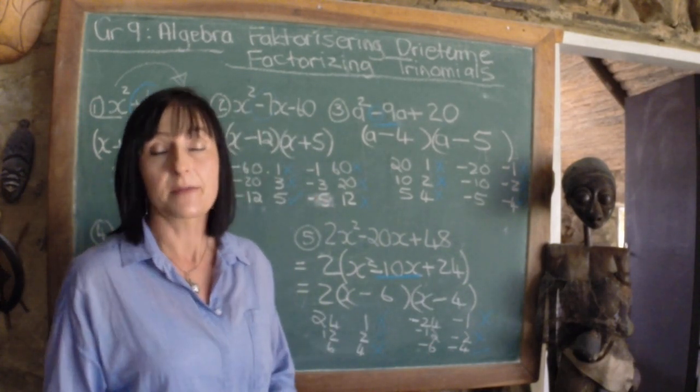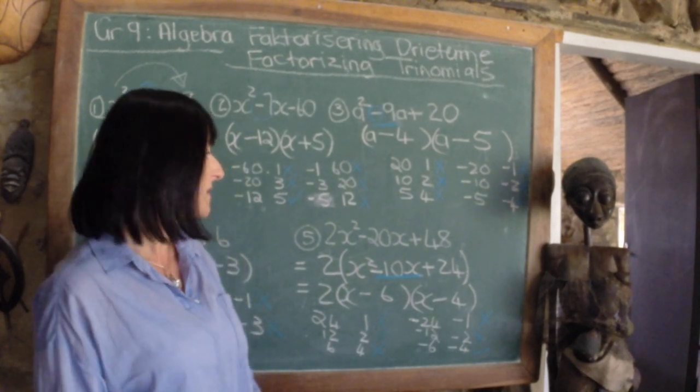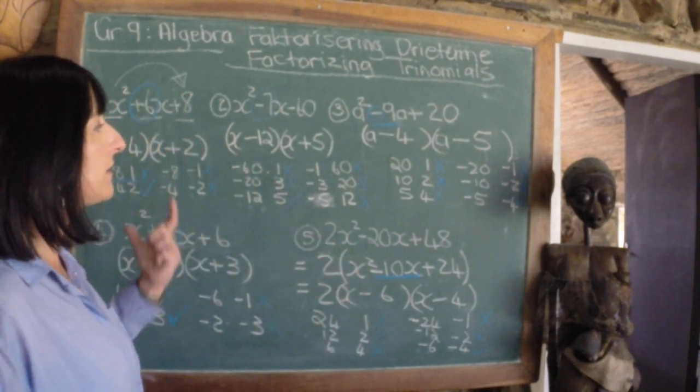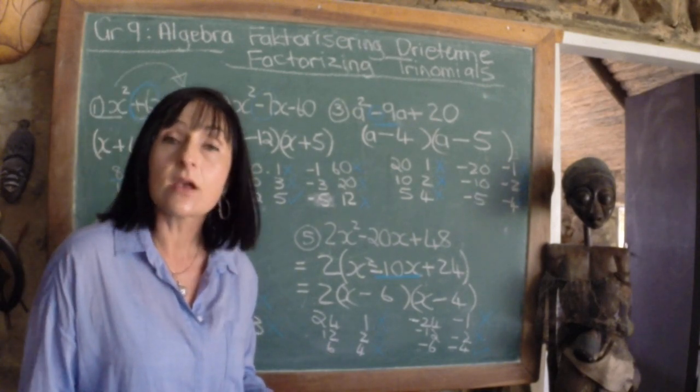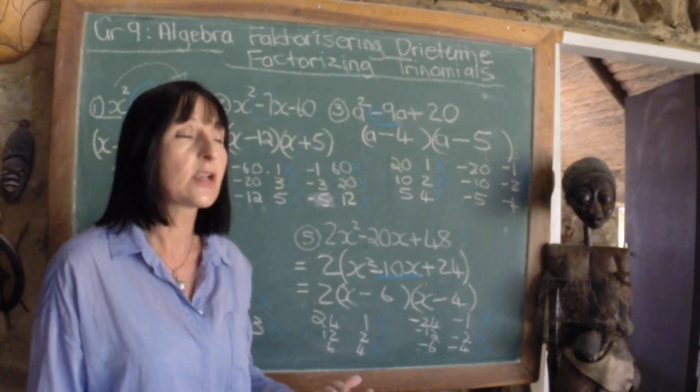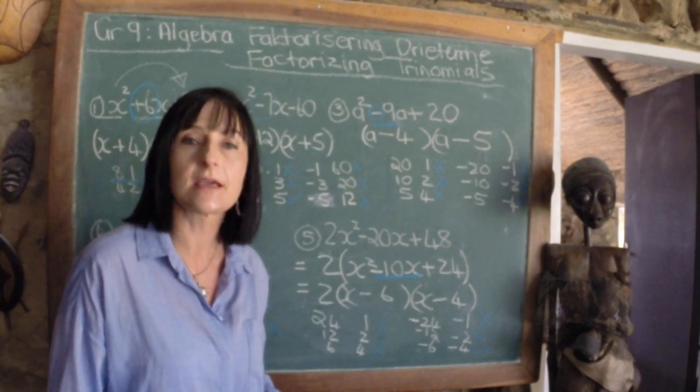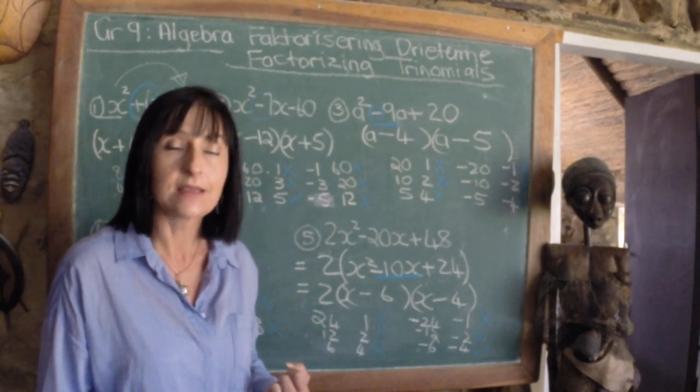Dit is drieterme, graad 9's. Gaan maak seker julle verstaan hoe om drieterme te doen. Exercise, exercise, exercise. Jy sal nooit drieterme kan faktoriseer as jy dit nie baie oefen nie. Sien julle môre.